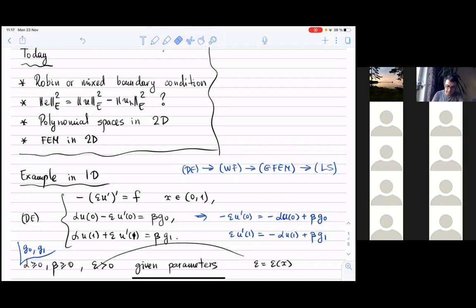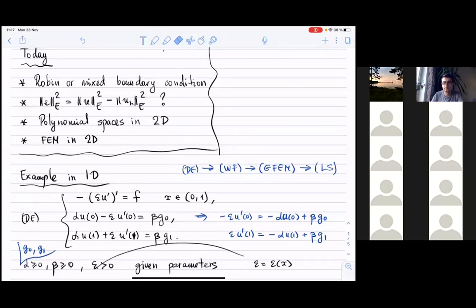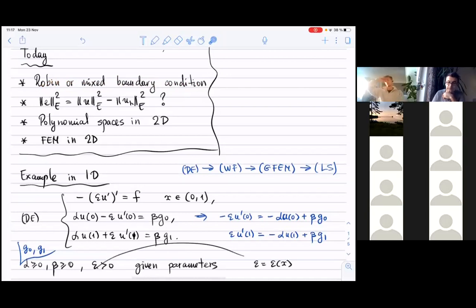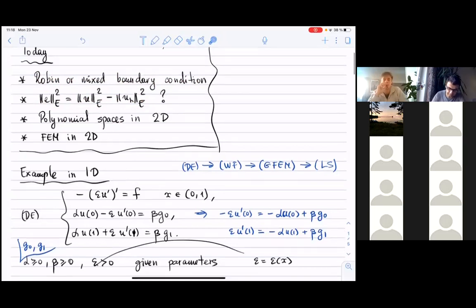All right, so before the break, let me continue this recording. Before the break, we discussed how to impose mixed boundary condition, also called Robin boundary condition. Now we quickly go through this identity, then we will move to polynomial spaces in 2D.